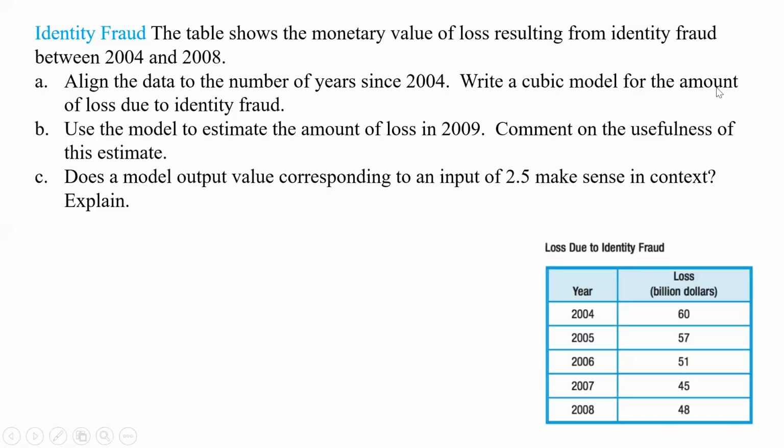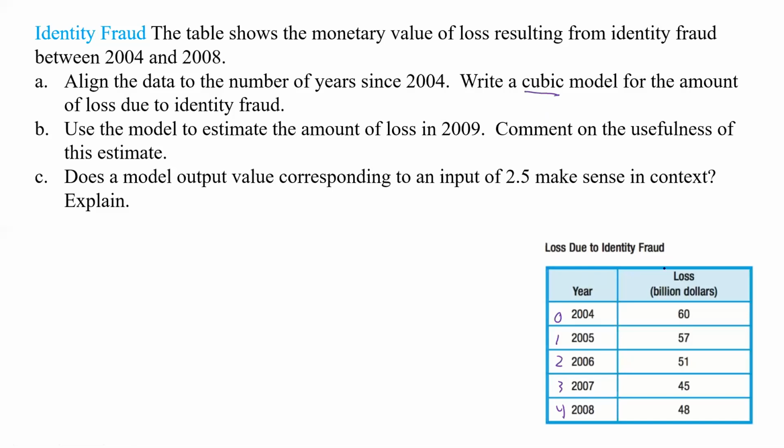All right, so this one we're doing identity fraud. And if you look in your book, this is number 15. Here the table shows the monetary value of loss resulting from identity fraud between 2004 and 2008. We're supposed to align the data to the number of years since 2004. So, what does that mean? Well, that's 0, 1, 2, 3, 4. No problem. And then we're supposed to write a cubic model for the amount of loss due to identity fraud.